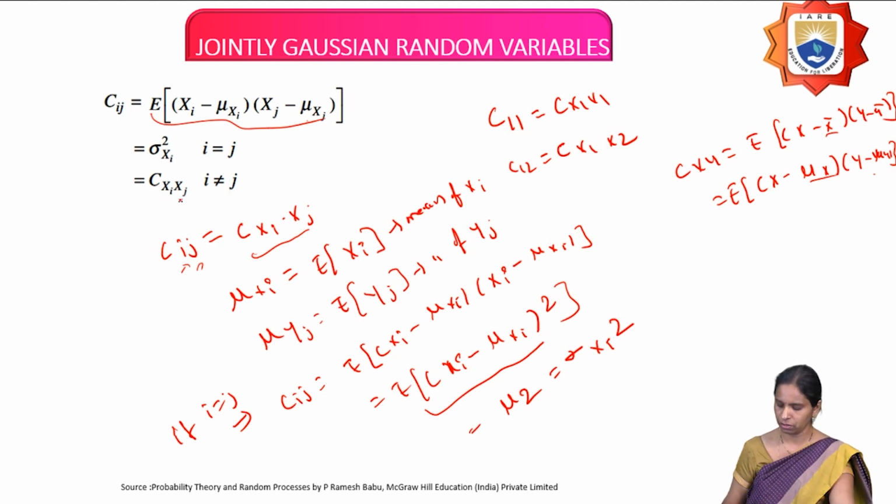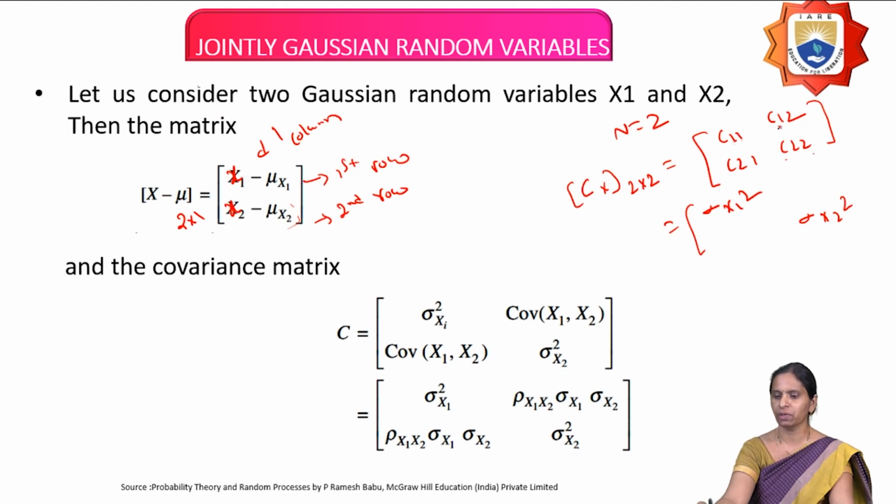If i not equals j, then what is the covariance matrix element? C xi xj. Therefore, here C12, what is the i value? 1. What is the j value here? 2. Therefore, this is nothing but Cx1x2. And what is C21? Cx2x1. Therefore, this is the covariance matrix for two random variables.